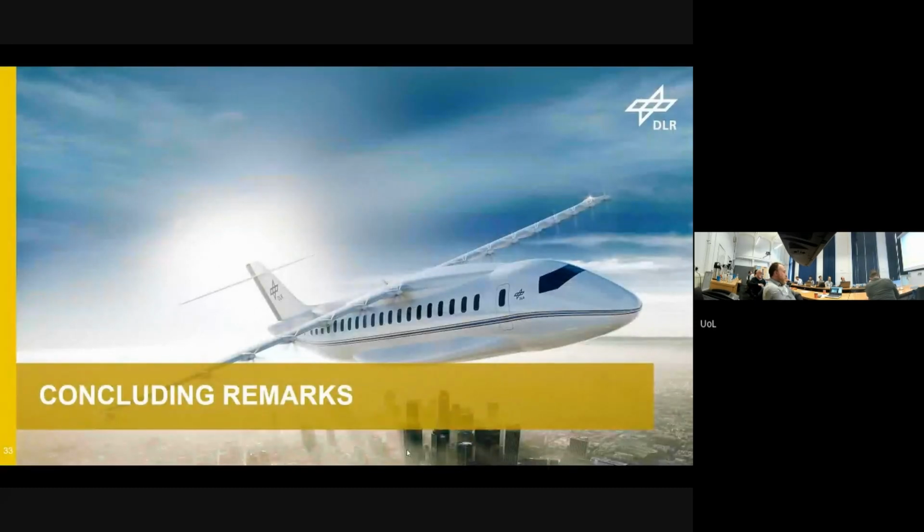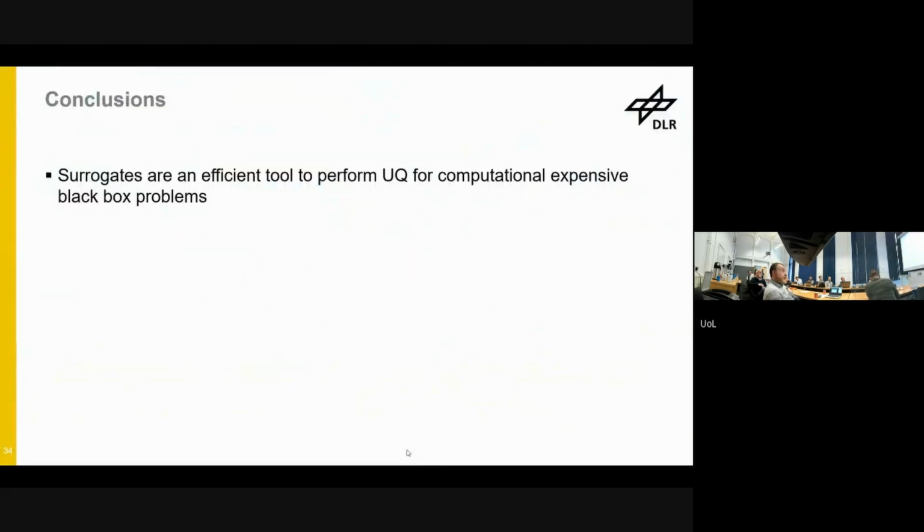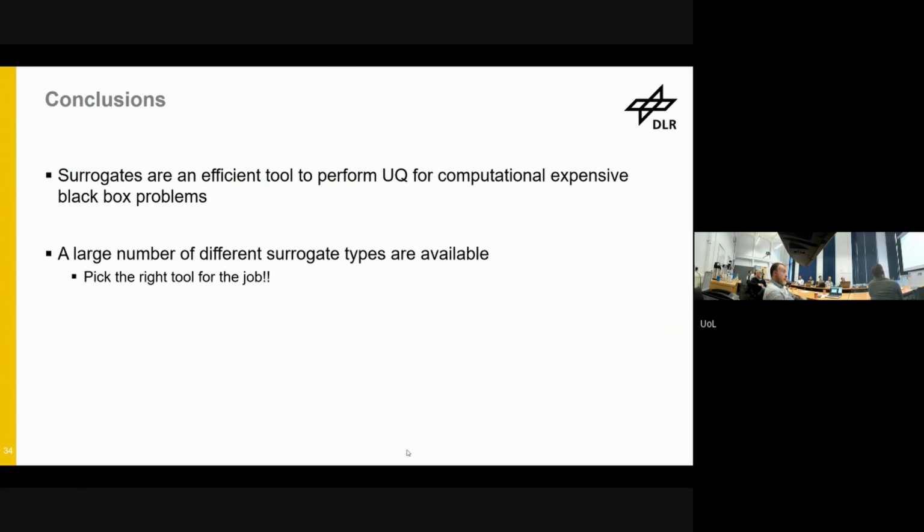Yeah, and with that, I'll come to a few concluding remarks. So we've seen that surrogates are an efficient tool to perform UQ for computationally expensive black box problems. For some of them, probably the only way of doing it whatsoever. So there are a large number of different surrogate types available. Pick the right tool for your job. I can only stress this. If you're about to select a surrogate, spend a day or two thinking about what's the surrogate I want. If you're uncertain, ask someone.